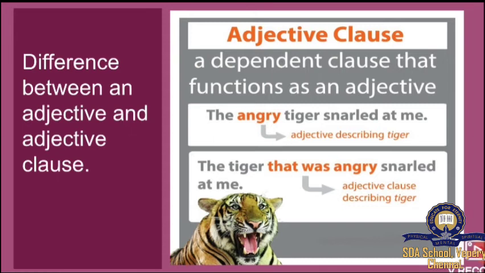Moving on to the next one. The tiger that was angry snarled at me. So here we can't know in a sentence that was angry. So here, when it comes as a sentence describing the tiger and the snarl that it gave at that person, it is an adjective clause.